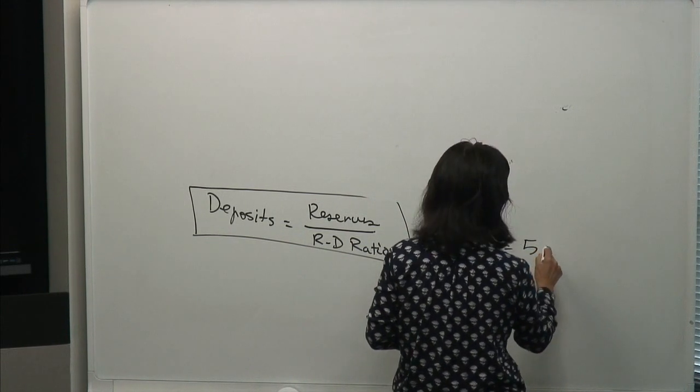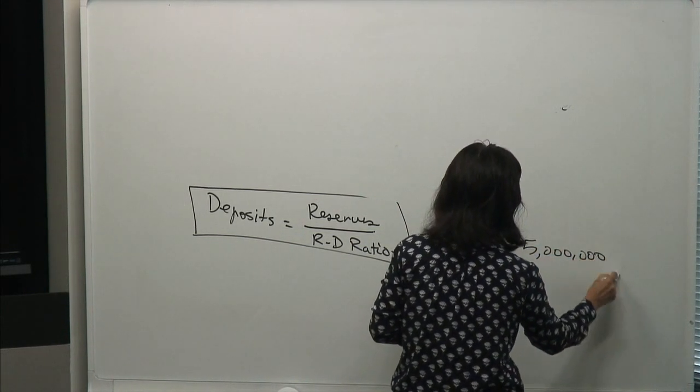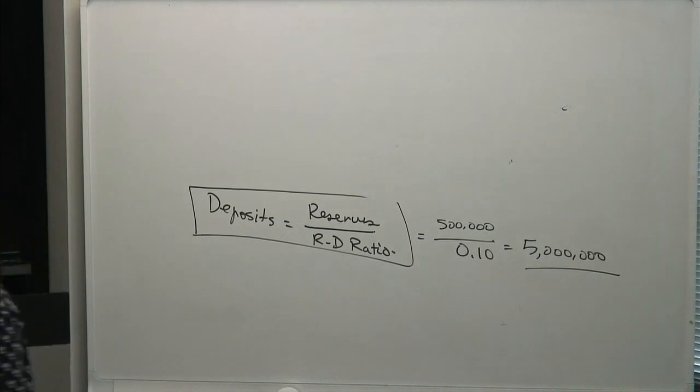Can somebody read this in English? What is it? $5 million. 5 million, very good. So 500,000, if you divide by 10% or 0.10, remember everybody, do not divide by 10, okay? Divide by 0.10. So you get 5 million here.